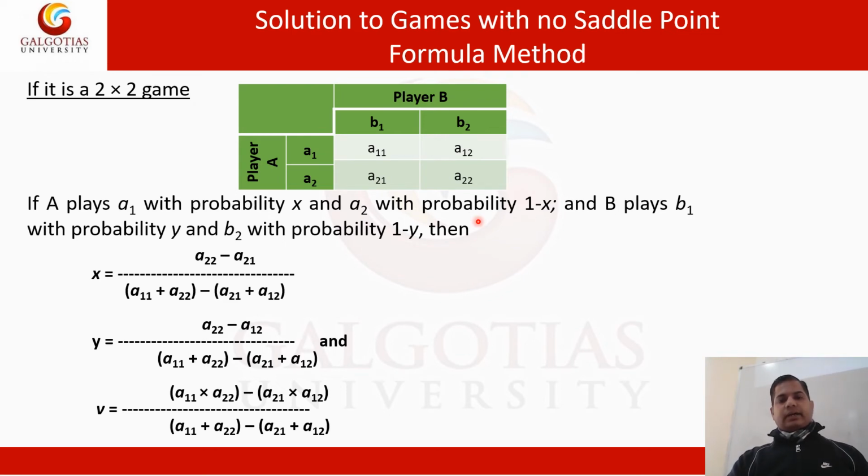Solution with no saddle point, or the formula method. The formula says that it is a 2 by 2 game, so it is A11, A12, A21, A22. Then we will apply these two formulas for x and y. x is the probability for player A's strategy A1, and for A2 it is 1 minus x. Similarly for B it is y, and for B2 it is 1 minus y. These are the probabilities which we are assuming. Since the saddle point doesn't exist, they have to go with mixed strategies. And the formula for the value of the game is this one.